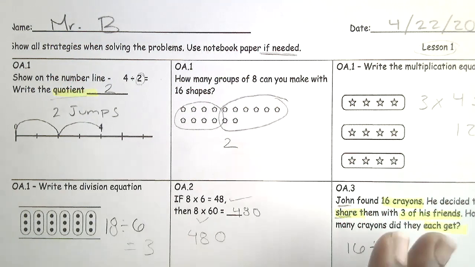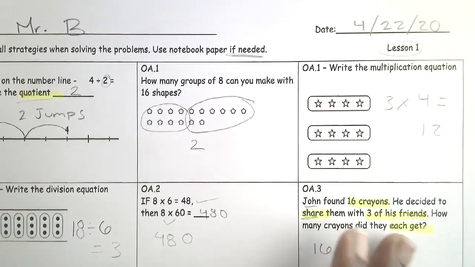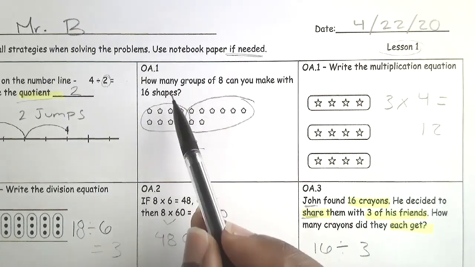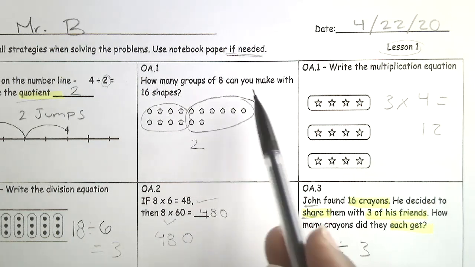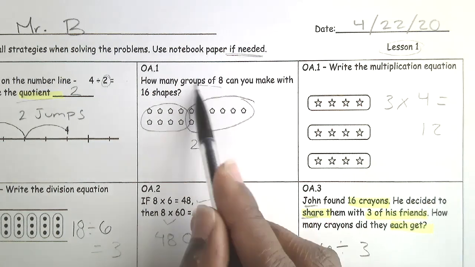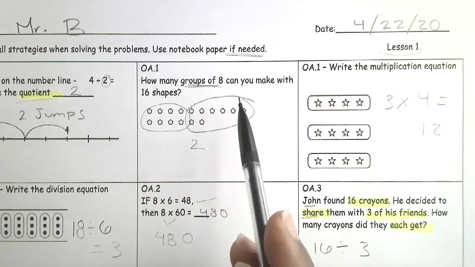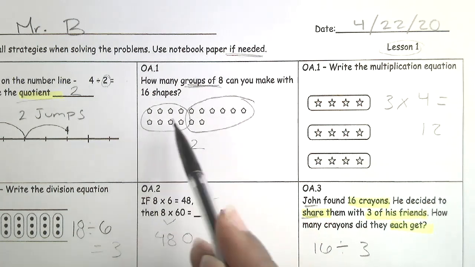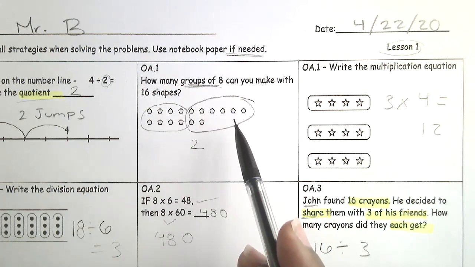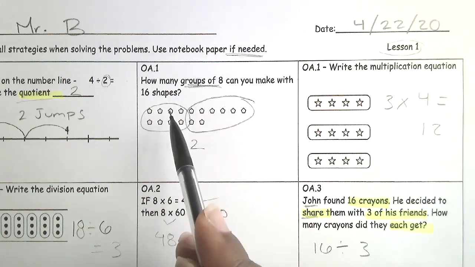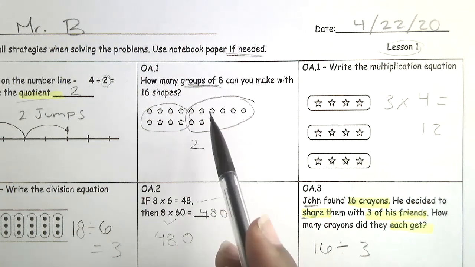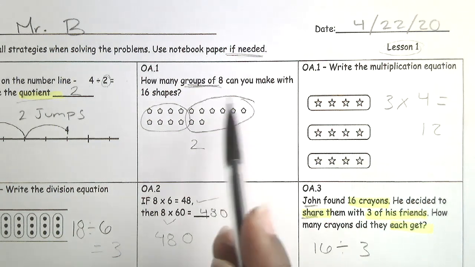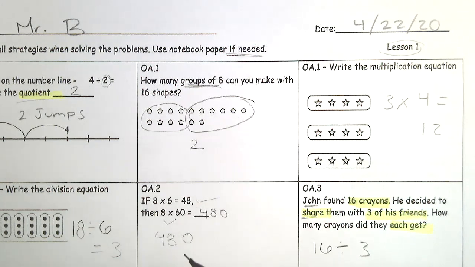So that's how we use that on the number line to show 4 divided by 2. Especially with division, we go down, okay? The next box says, how many groups of 8 can you make with 16 shapes? Very simple. How many groups of 8? So you need to make groups, of course, of 8. And that's exactly what I did. Yours does not have to look exactly how mine looks. As long as you have 8 of those shapes in a group out of the 16, and you have 2 groups of 8, then you are good, okay?